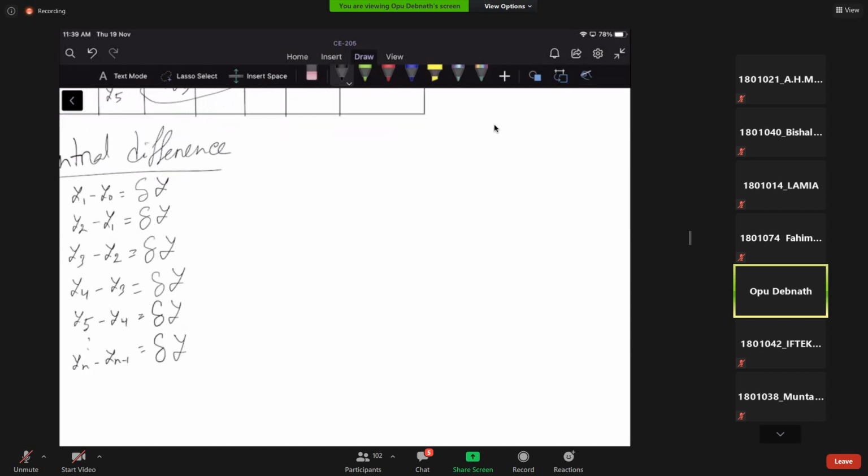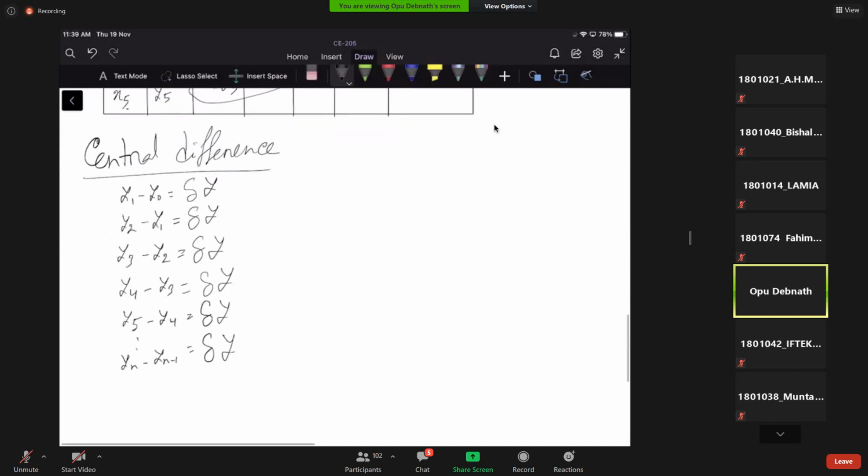This will be the average of these two suffixes. That means this is 0 and this is 1. So what will be the average? Half. And for this case, this is y2 and y1, that means 1 plus 2 by 2. What will this be? 3 by 2. Similarly, this one will be 5 by 2, and 4 plus 3, that means 7, so the suffix will be 7 by 2, 9 by 2.